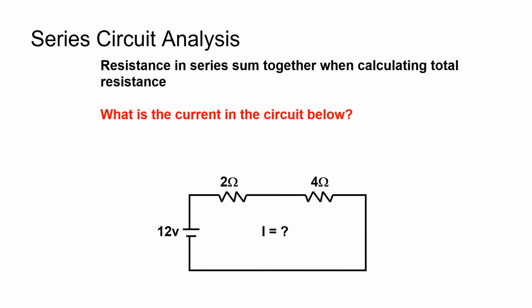Resistances in series sum together when calculating total resistance. Resistors are considered to be in series when there are no junctions or branches between them. The same current will flow through each resistor in a series. What is the current in the circuit below? Since the resistors pictured in this schematic are in series, the total resistance in this circuit equals 2 ohms plus 4 ohms, or 6 ohms. To find the total current flow in this circuit, current flow equals voltage divided by resistance, or current flow equals 12 volts divided by 6 ohms, or 2 amps.